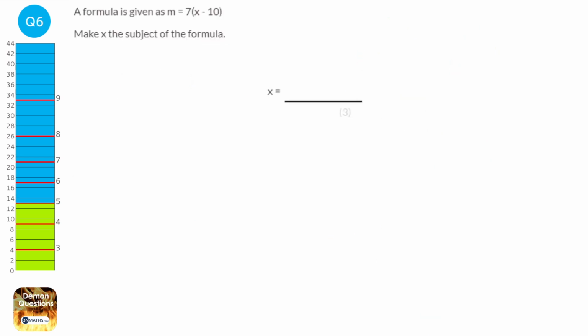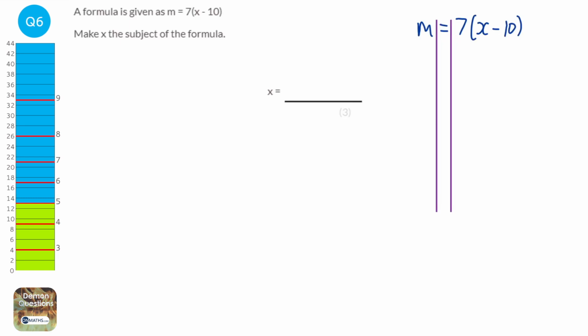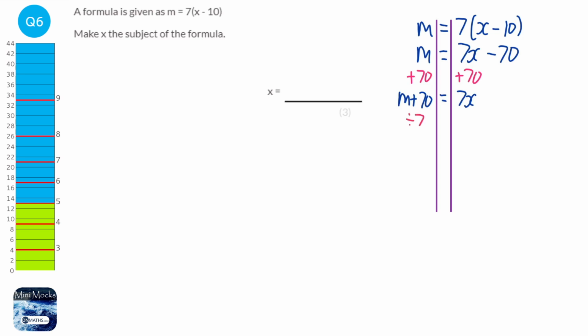So we're going to start just by writing this out. So m equals 7 brackets x minus 10. And we're going to put our solving lines in. I'm going to start by expanding the brackets. We could divide both sides by 7, but I think this is a bit easier. And we're going to add 70 to both sides. So we're trying to get x as the subject, so we're trying to get x on its own. And we're next going to divide both sides by 7.